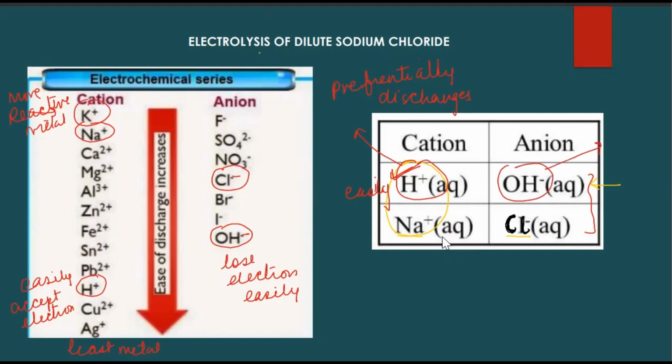Once it has been decided which of these needs to be discharged, both the rival ions will be moving toward the electrode, but only one will be discharged. Both the cations will be moving toward the cathode, and both the anions will be moving toward the anode, but only one will be preferentially discharged. The one which is preferentially discharged in this case is the hydrogen ion as a cation, and the OH ion as an anion.